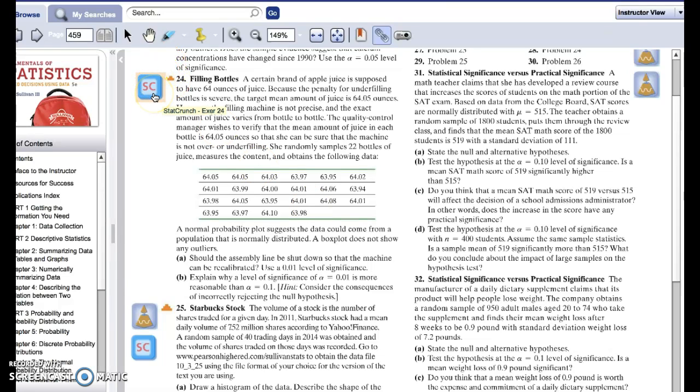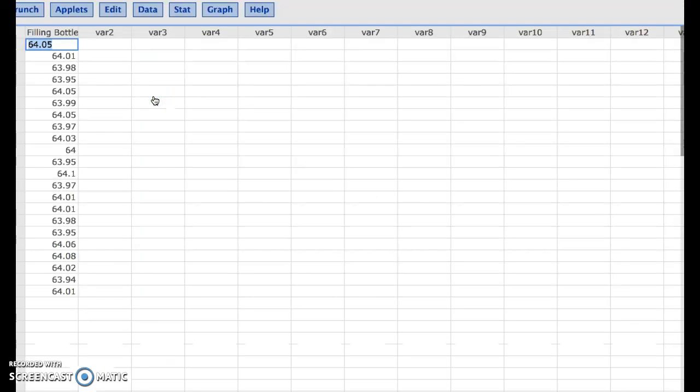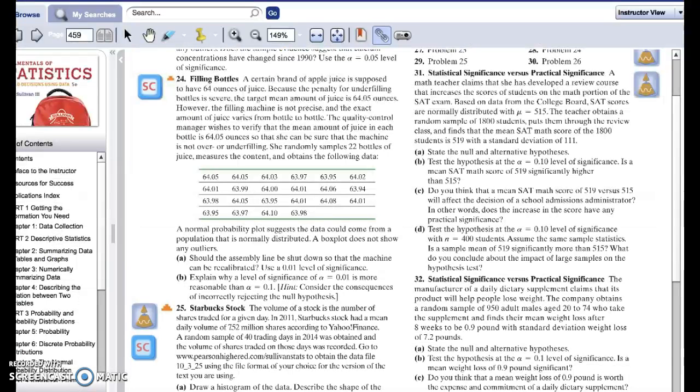Keep in mind this little icon means we have the data in StatCrunch, so click on that. And that makes our life a whole lot easier. Keep in mind for this one, they tell us a normal probability plot suggests the data could have come from a population that is normally distributed, and a box plot does not show any outliers. So again, most of the time you would want to check this on your own. This is kind of extra that they gave us. So we'll just verify when we get our p-value that this is correct on our plots.